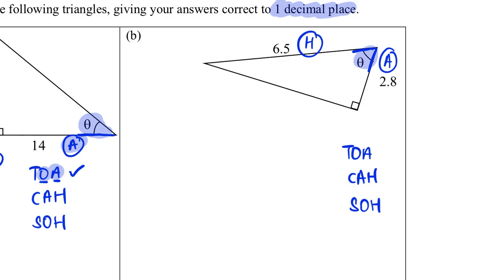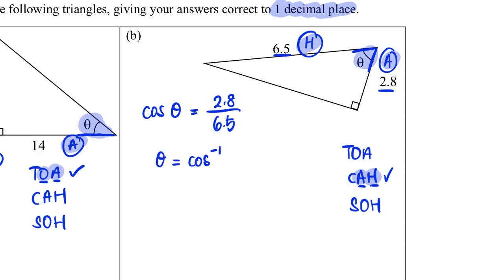And with A and H, A and H, which of the three trigonometric ratios should I use? Yes, in this case, we are going to use the cosine ratio, where cosine of the angle is equal to A, which is 2.8, divided by my H, 6.5. And in order to find the angle, now we are going to use the cosine inverse with a -1 up there.